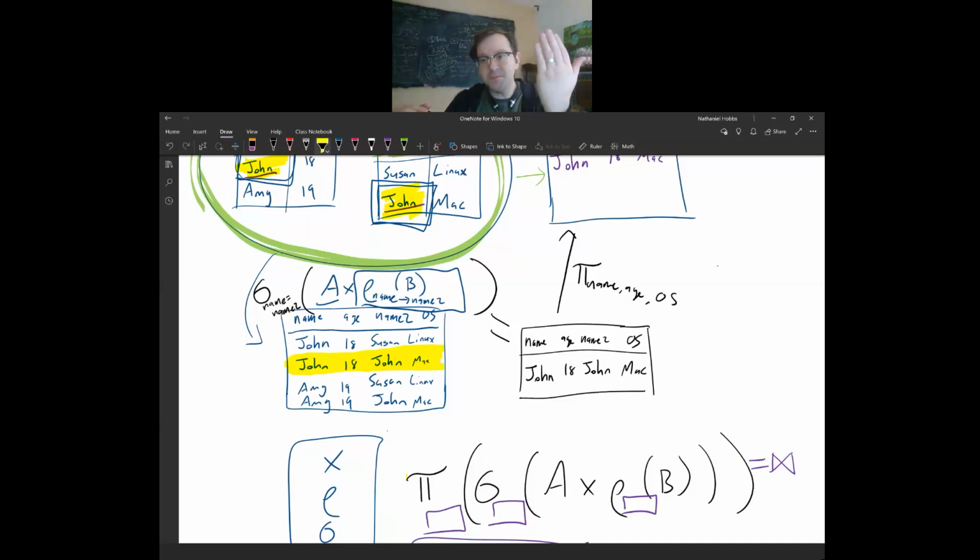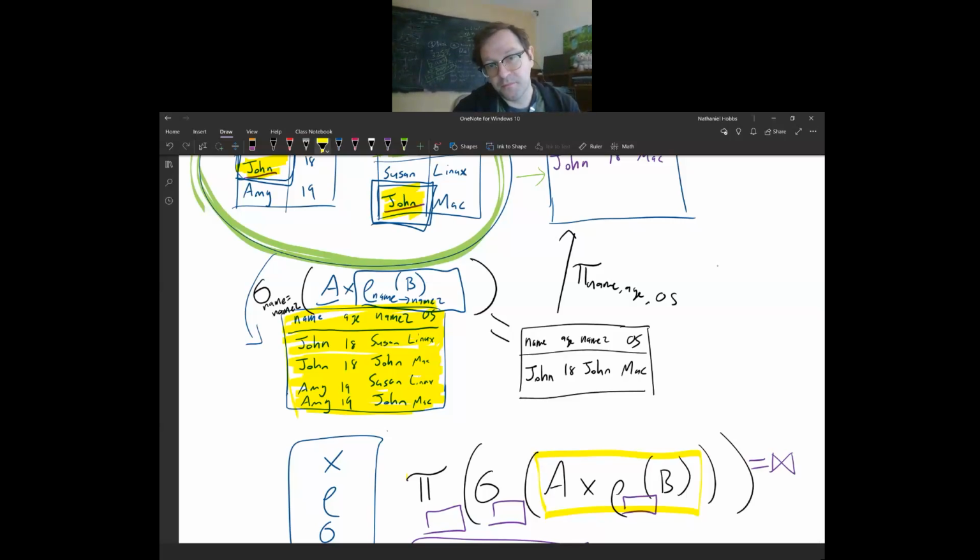So first, we cross multiply. Here's the concrete example. That's cross multiplying. And the reason why you do this is because you want to combine in all ways relations A and B. Relation A has some information that relation B doesn't, the age. Relation B has information about the OS that relation A doesn't. But when you cross multiply them, then the result sort of combines all of their information together into one relation.